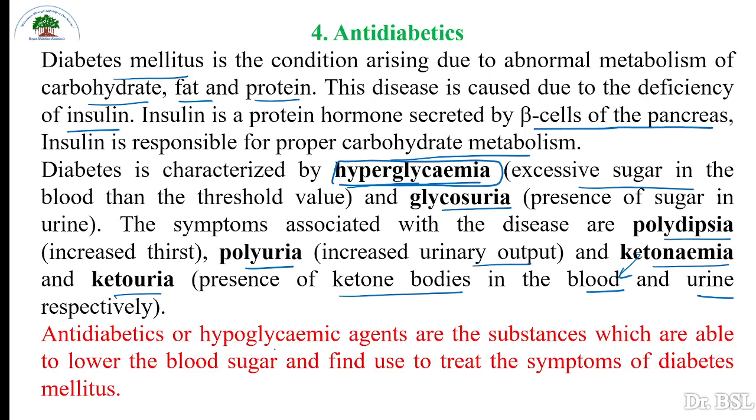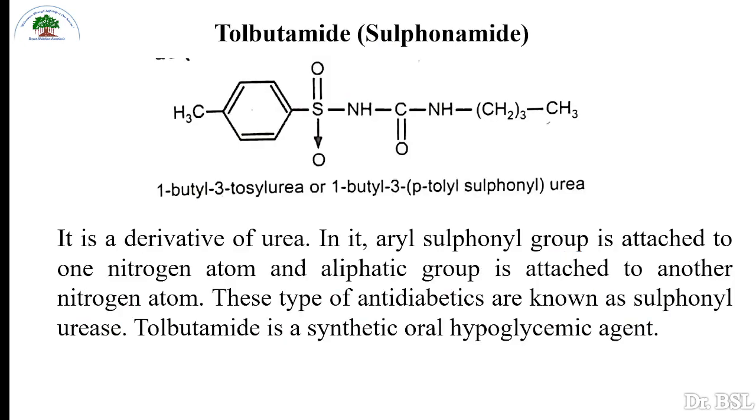Antidiabetic or hypoglycemic agents are the substances which are able to lower the blood sugar and find use to treat the symptoms of diabetes mellitus. Tolbutamide is the sulfonamide drug, that is anti-diabetic drug. It is derivative of urea.